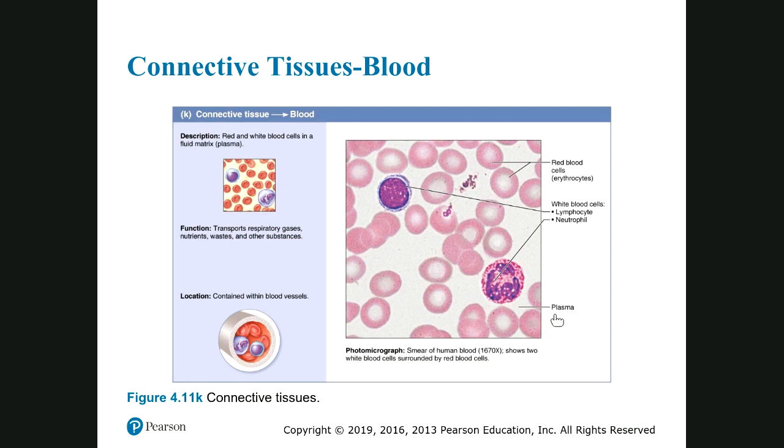The vast majority of blood cells are red blood cells that are present within the blood. Also present within the blood are white blood cells and also platelets. Blood functions as the transport vehicle for the cardiovascular system. It carries nutrients, waste, respiratory gases, and hormones. This is blood, and that completes all of your examples for connective tissue.